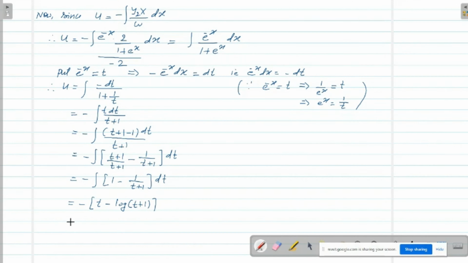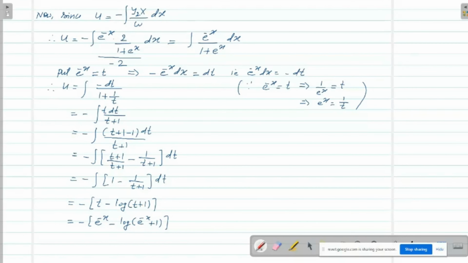Now we will resubstitute the value of t. What is t? t is e raised to minus x. So u is negative of e raised to minus x minus log of e raised to minus x plus 1. Okay, this is u. Similarly, we have to determine v.